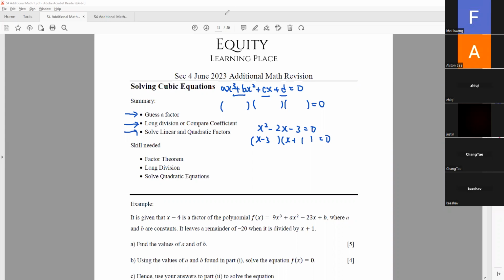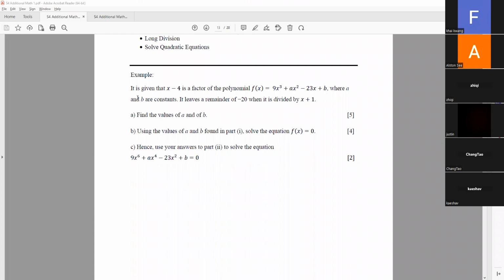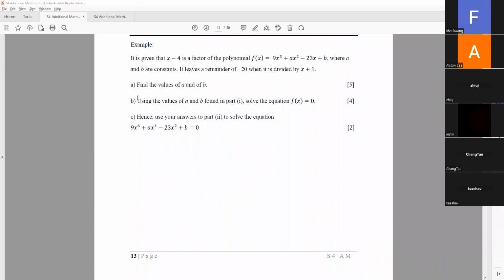Okay, so let's take a look. How do we do it? Okay, so part A is very like our factor and remainder theorem. So first thing, x minus 4 is a factor. That means when f(x) is divided by x minus 4, the remainder is 0. So I find f(4). So f(4) is equal to 9 times 4 cubed plus 16a minus 4 times 23, 92 plus. So 4 cubed is 64. This is 576.